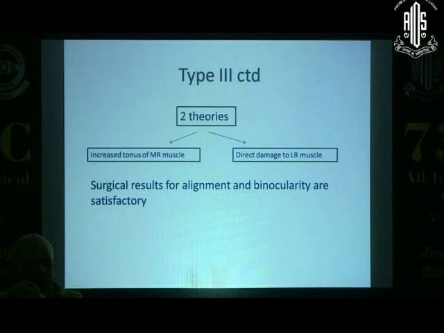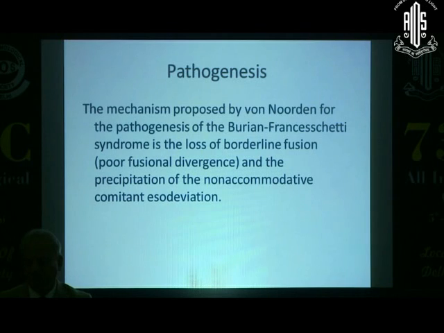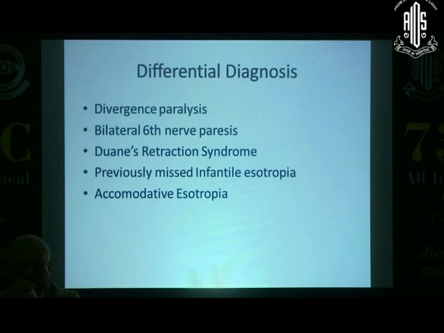And in type 3, like I said, essentially it's increased MR muscle tone, or damage to the LR, or compression of the LR from the orbital walls, and the results are very satisfactory again. So the mechanism proposed by von Noorden for type 2 is the loss of borderline fusion and poor fusional divergence, and the precipitation of the non-accommodative comitant esotropia.